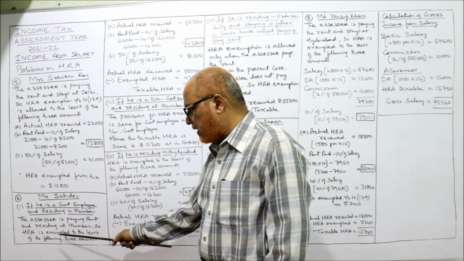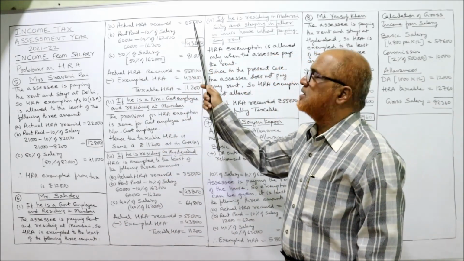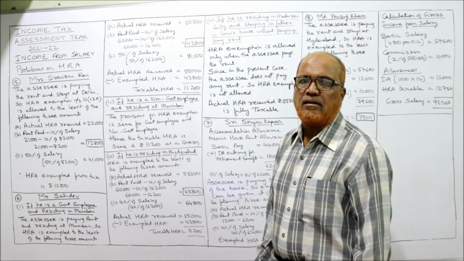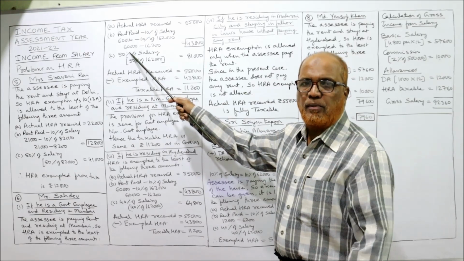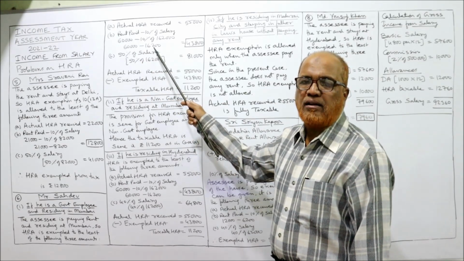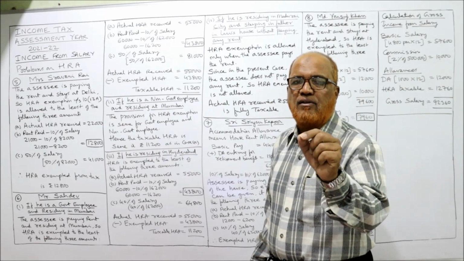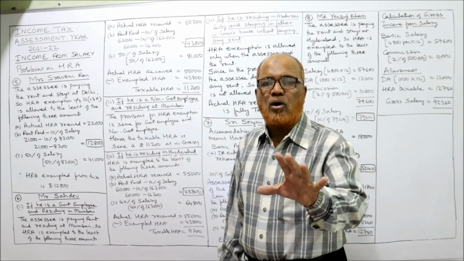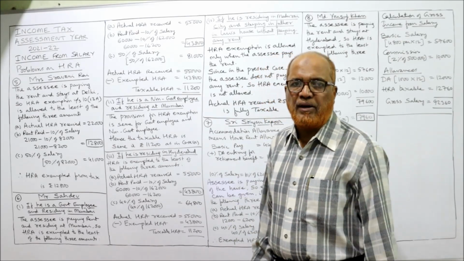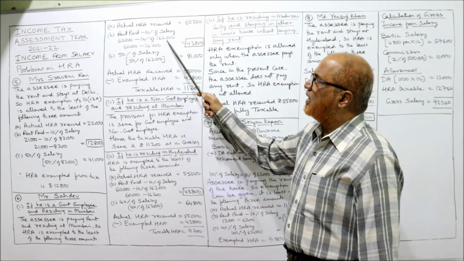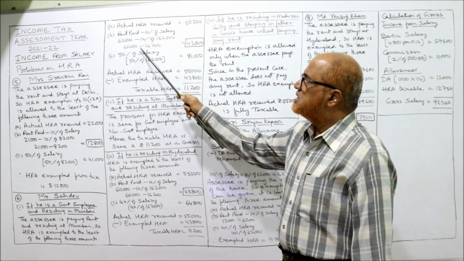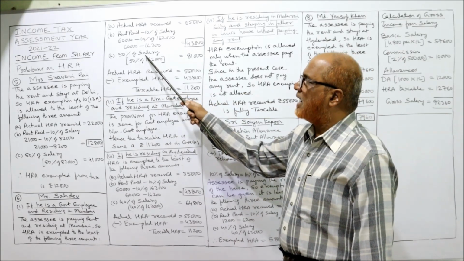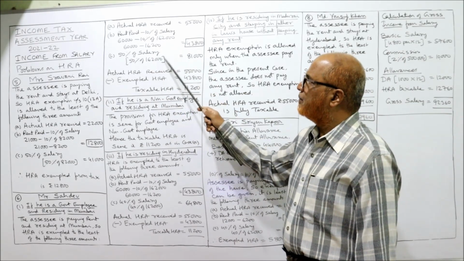He is paying the rent and residing in Mumbai. So HRA is exempted to the least of the following three amounts. Actual HRA received, 55,000, given in the problem. Rent paid minus 10% of salary. Rent paid is given as 60,000. Minus 10% of salary. Salary means only basic we are going to take. Basic 1,62,000. We are not taking DA because DA is not entering for retirement benefit. So 10% of 1,62,000 is 16,200. 60,000 minus 16,200 is 43,800. 50% of salary, 50% of 1,62,000, is 81,000.